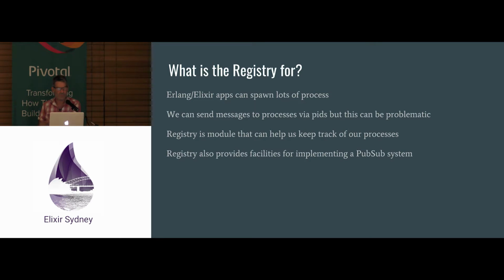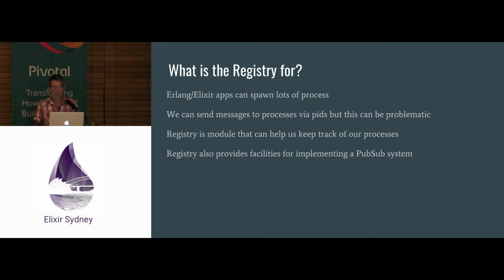So we send messages to processes, and that's generally via a PID. When you create a process or a GenServer or a GenEvent or an agent, you'll be given back a PID, and that's something that you can then use to say, send this message to this PID to do some sort of action. But registry is a module that can help us keep track of these processes. That's the main thing I'm going to talk about this evening.